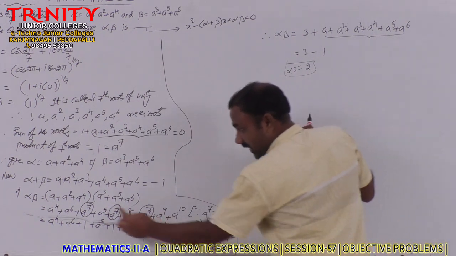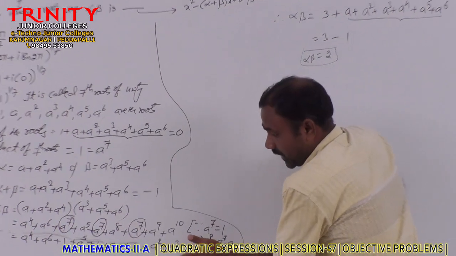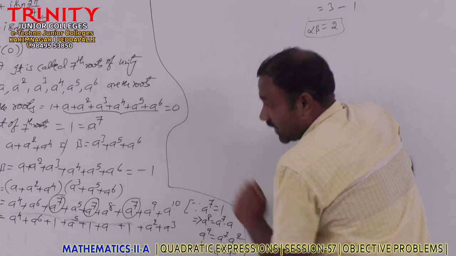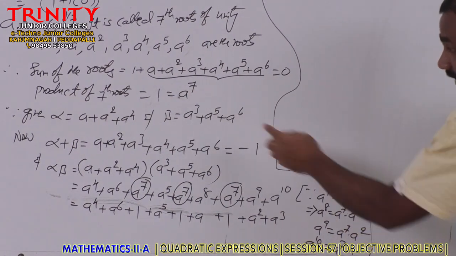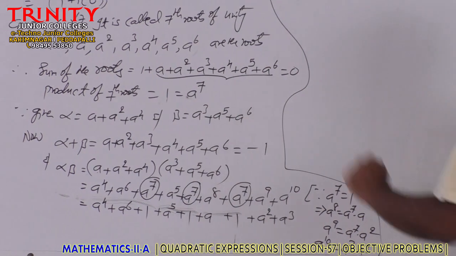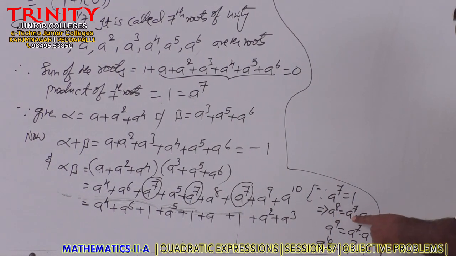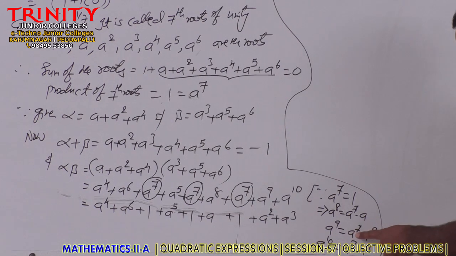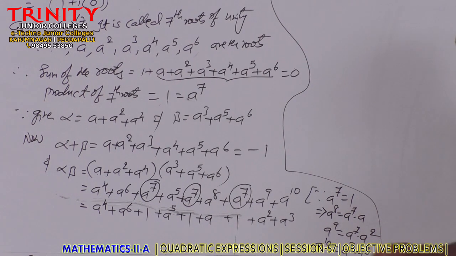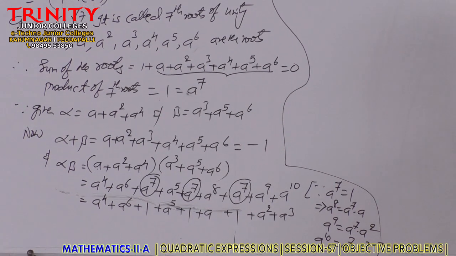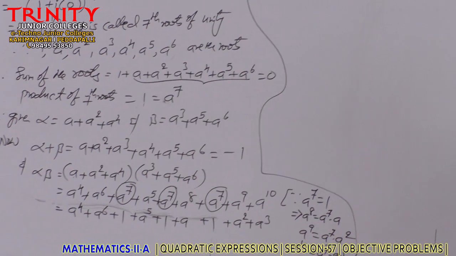Did you understand this line? This step. Here a^7 value is 1. Why? Because product of the nth roots is equal to 1. And then a^7, a^8 as a^7 into a, a^9 as a^7 into a square, a^10 as a^7 into a cube. In this a^7 value we have replaced it as 1. Then we got a square, a cube. That's why we got this result minus 1.